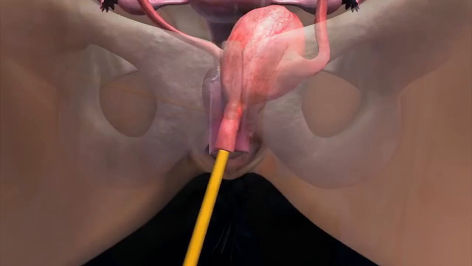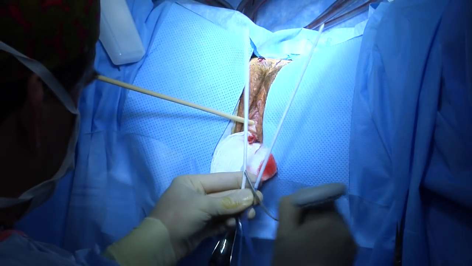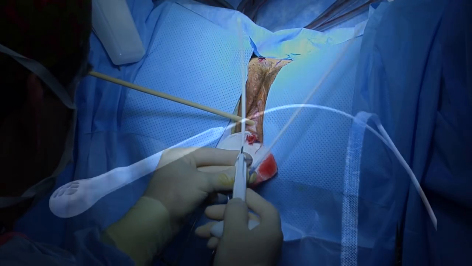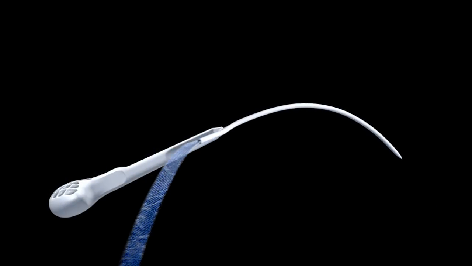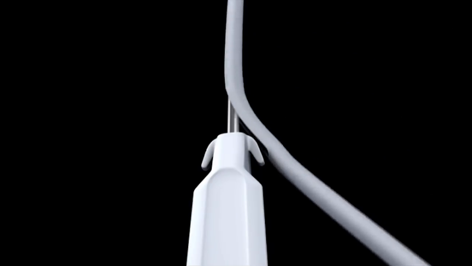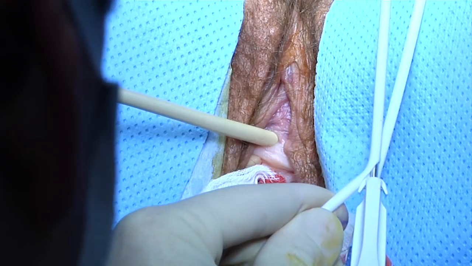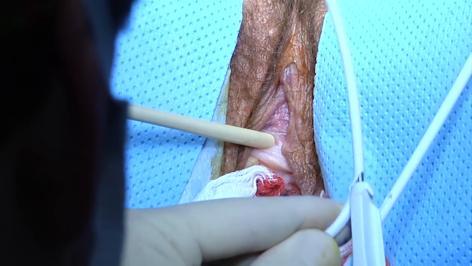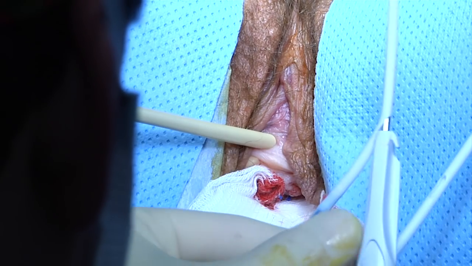Now prepare the Gynecare TVT Exact device. Secure the trocar sheath over the trocar shaft by hooking the trocar sheath cutout onto the trocar sheath lock, which is located on the trocar handle.